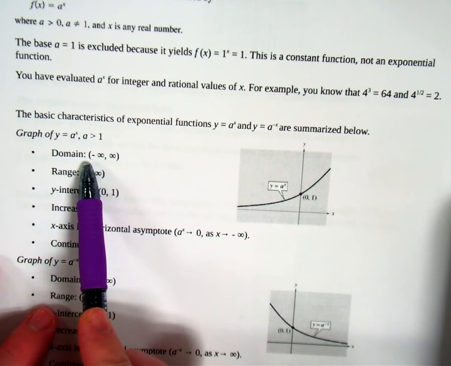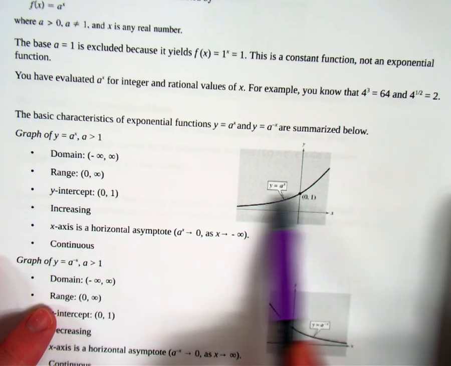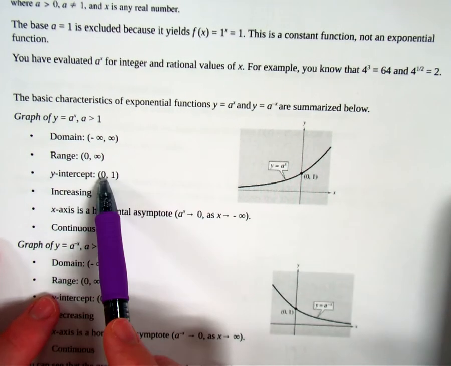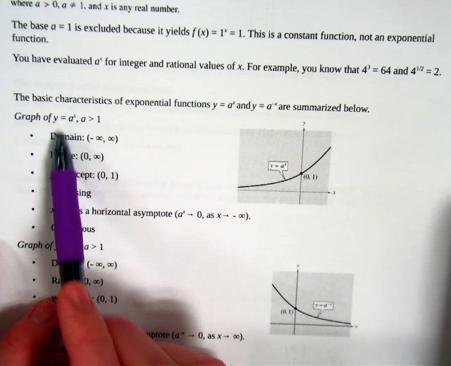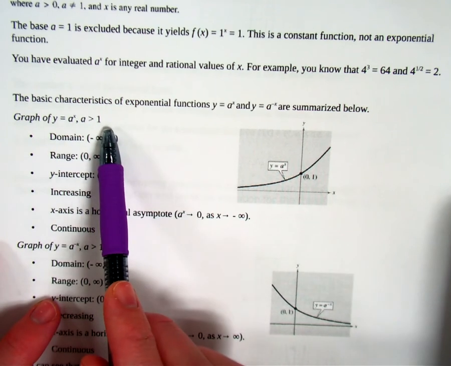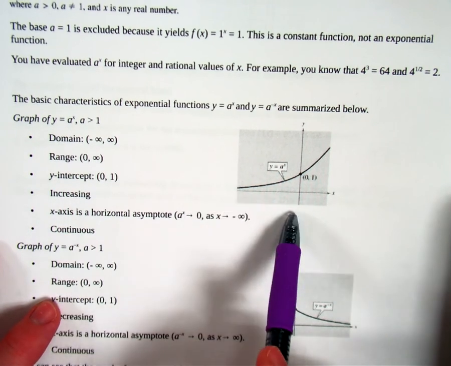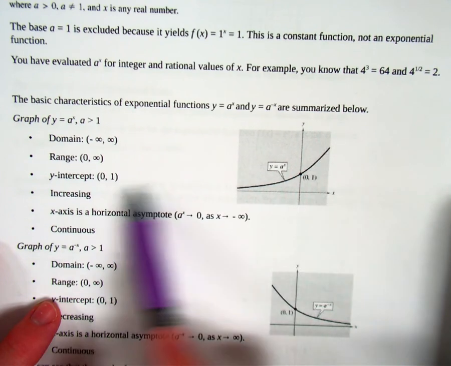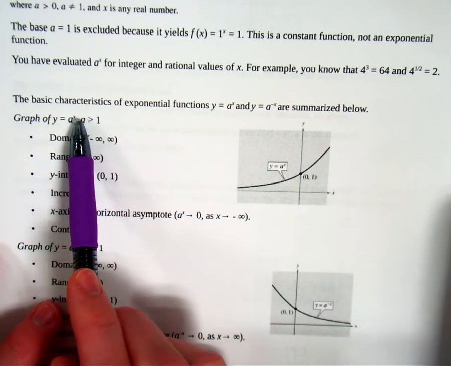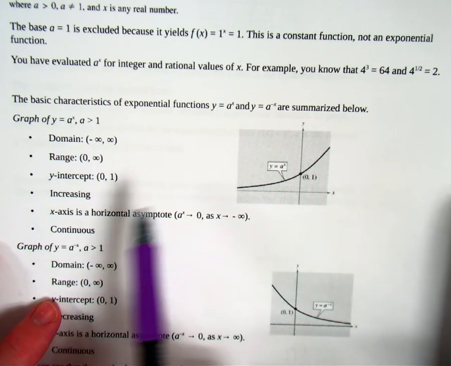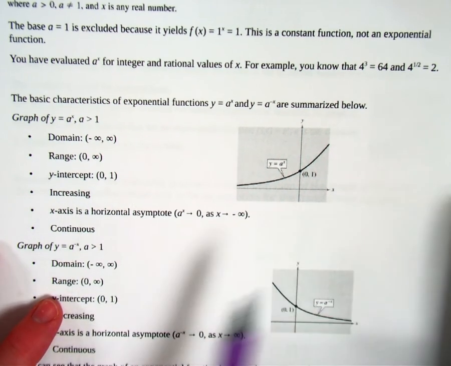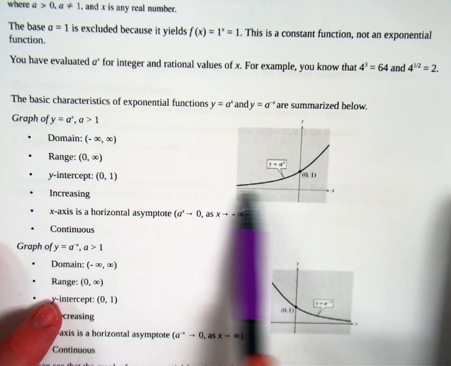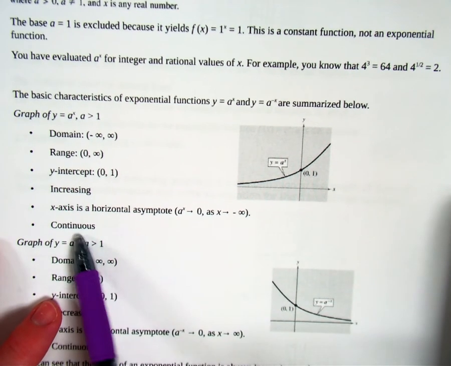Our domain is negative infinity to infinity. It's going forever left and right, no problems there. Our range for the basic graph, where a is bigger than 1, is going to be greater than 0, up to infinity but never quite hitting 0. We're going to cross at 0, 1, because anything to the 0 power is always 1. It's increasing the whole way. Our horizontal asymptote is at 0, and it's continuous.